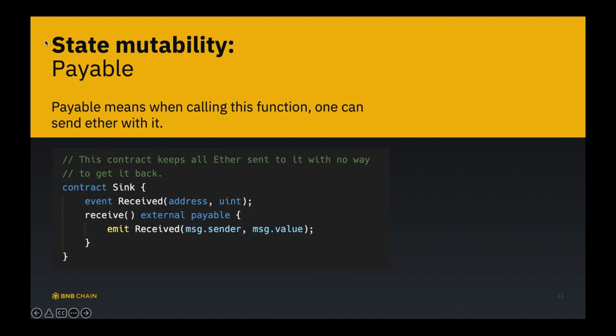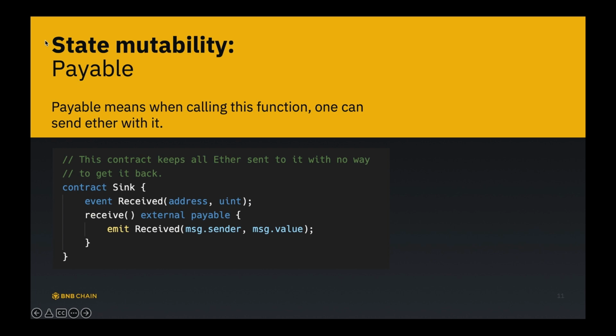So then we're done for visibility: external, public, internal, and private. Next, we will talk about state mutability. These declare the feature of the function. First, payable. Payable means that when calling this function, one can send ether together with it.